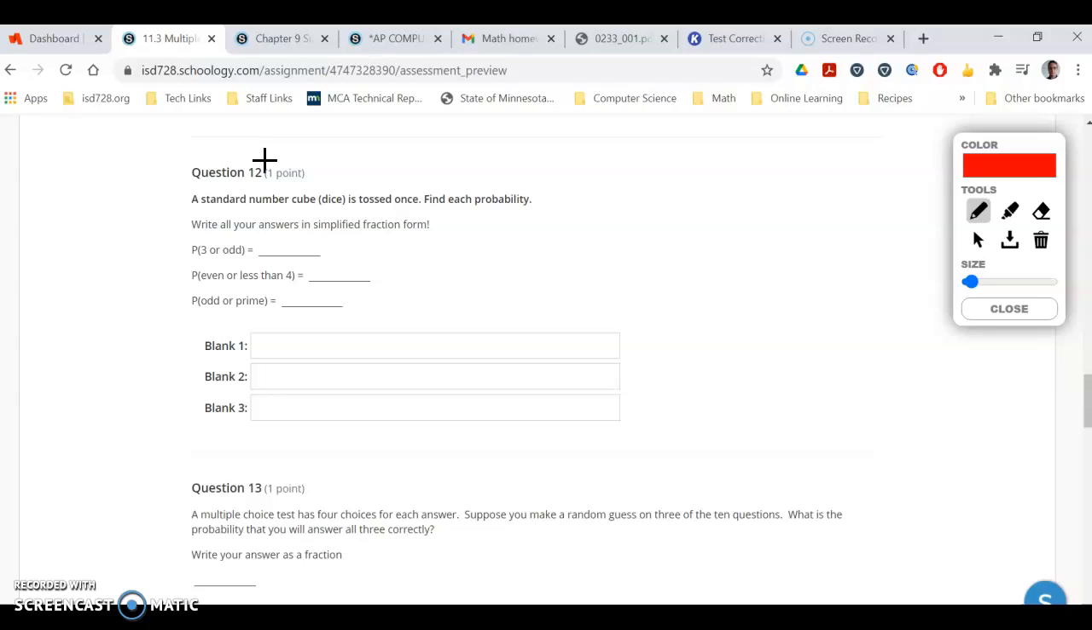All right, this is helping with number 12 from 11.3. And we want to find the probability of each. I would really recommend writing out all the possibilities.